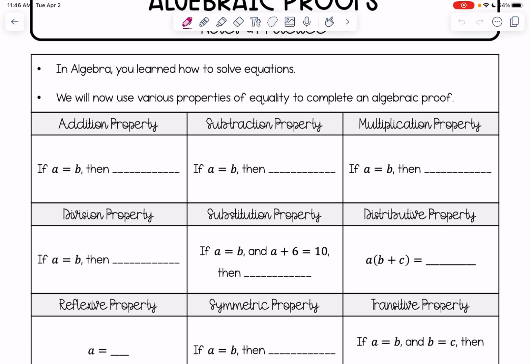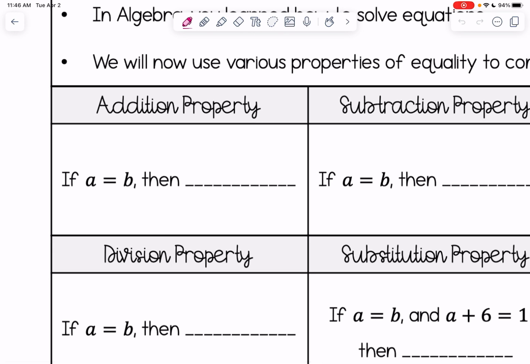Okay, the first is the addition property. This basically says that if you add the same value to both sides of an equation, the two pieces, the left side and the right side, remain equal and the equation is balanced. So if I have A equals B, then A plus C is equal to B plus C.